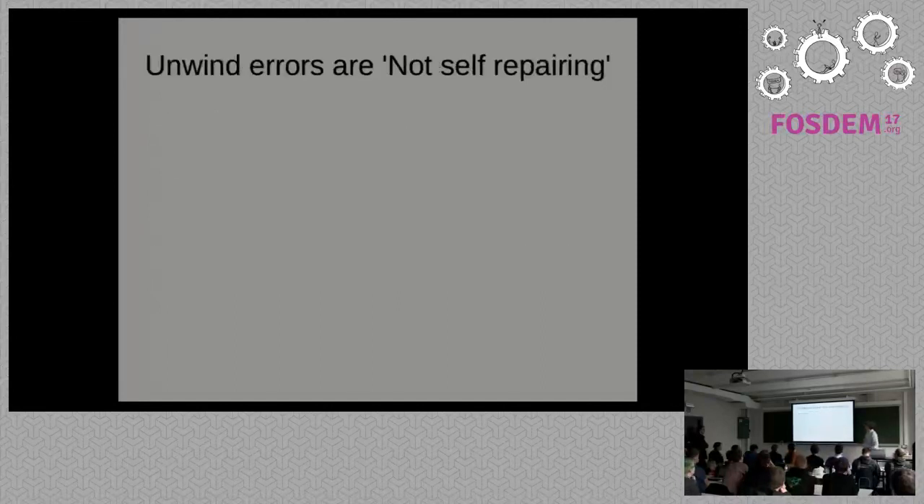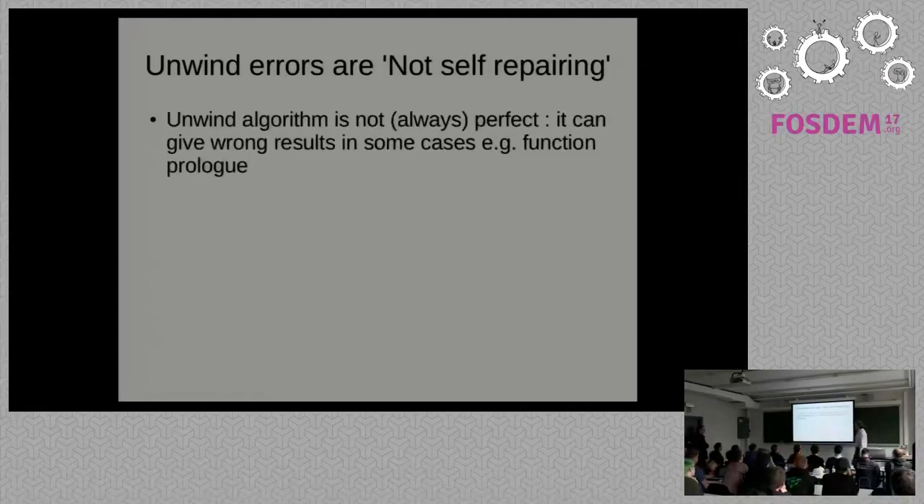complexified the idea. So first, the unwind errors are not self-repairing anymore. What does that mean? The unwind algorithm is not always perfect. For example, it can give wrong results in some cases like a function prolog.